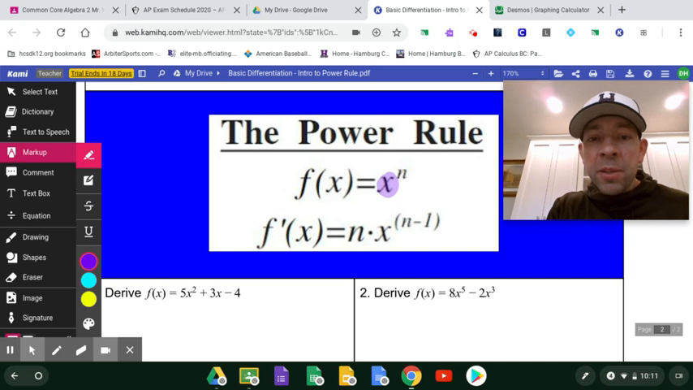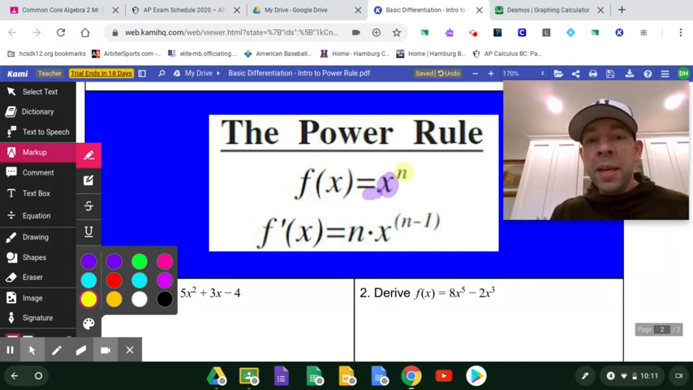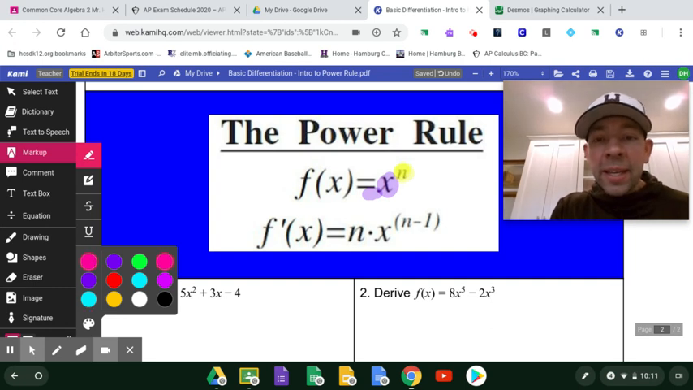There's probably going to be some coefficient right here in front of that x, and that variable is being raised to a constant power. Maybe the exponent's a 2 or a 3 or a 1/2 or a negative 4. Okay, here's how we're going to derive it. We're going to take this exponent and we're going to multiply it by this coefficient right here. So that's where we're getting the n times the x.